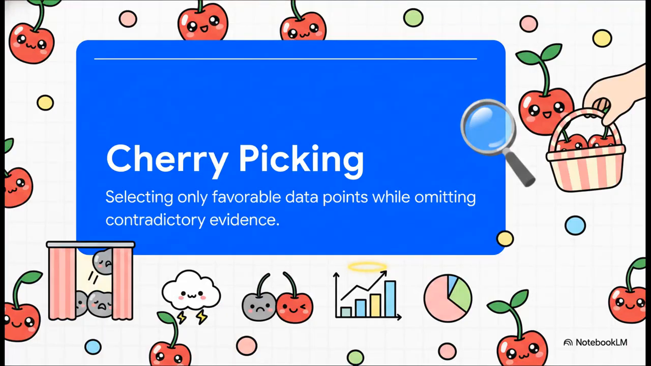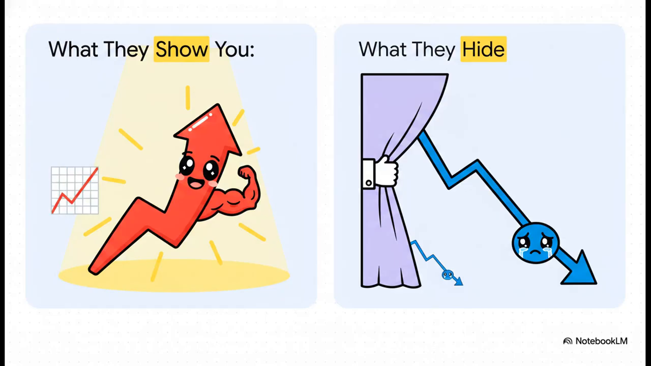First up, we have an absolute classic, cherry picking. You've probably heard of this one. It's when someone carefully selects only the data points that support what they want to say and, whoops, conveniently ignores everything else that might contradict them. So they're not technically lying about the numbers they do show you, but it's a lie by omission, which can be just as bad. And here is a perfect example of how that works.